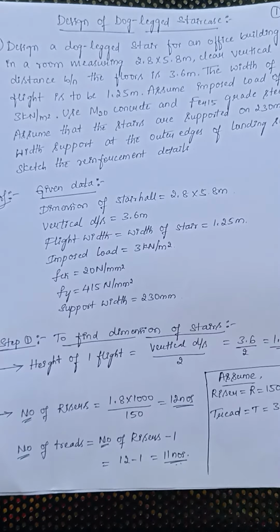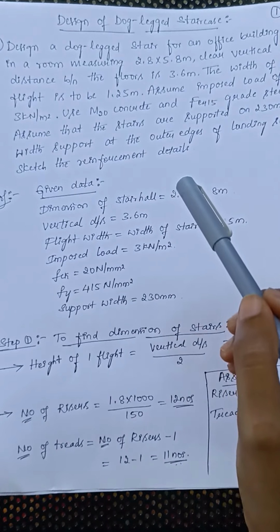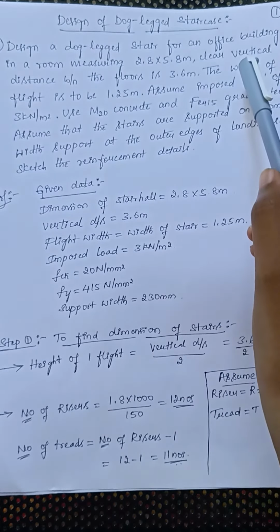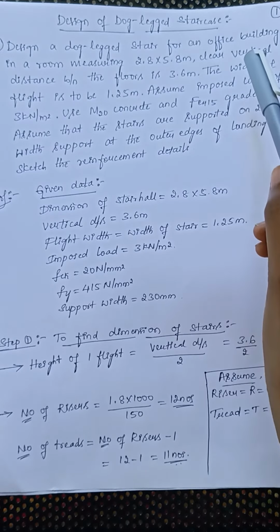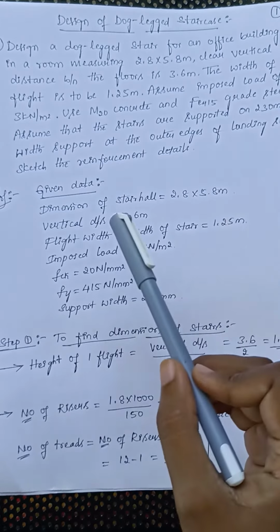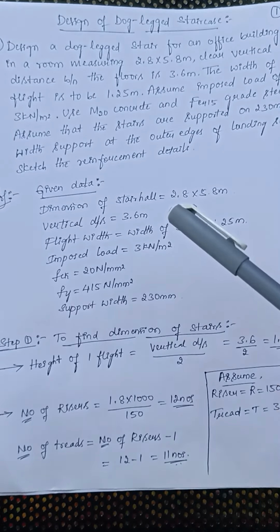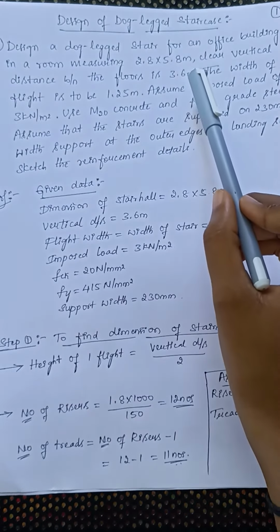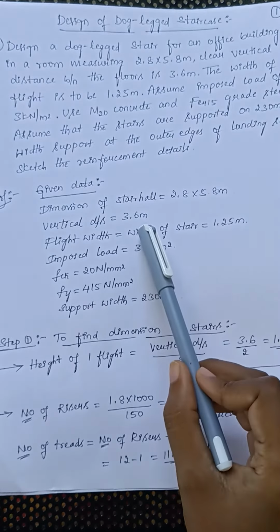For designing, we first have to mention the data that is given in the question. Let us start writing the data that is given one by one. Here the dimension of the office building or the stair wall we can say is given as 2.8 by 5.8 meter. Then the clear distance between floor to floor, that means the vertical distance between the floor to floor, is also given, which is 3.6 meter.